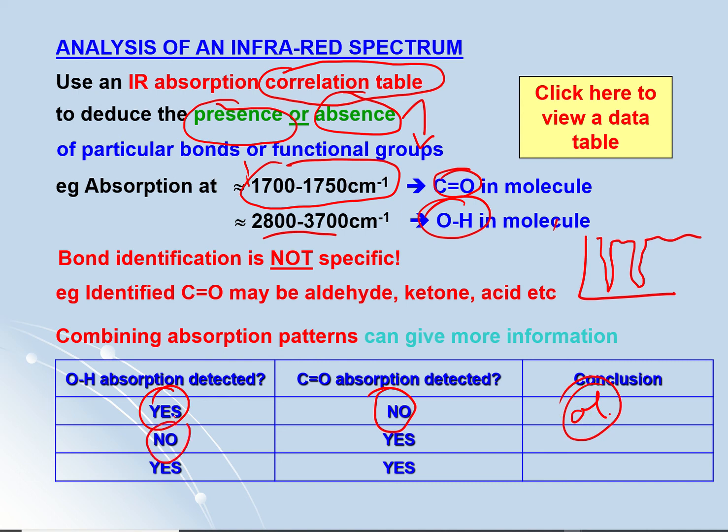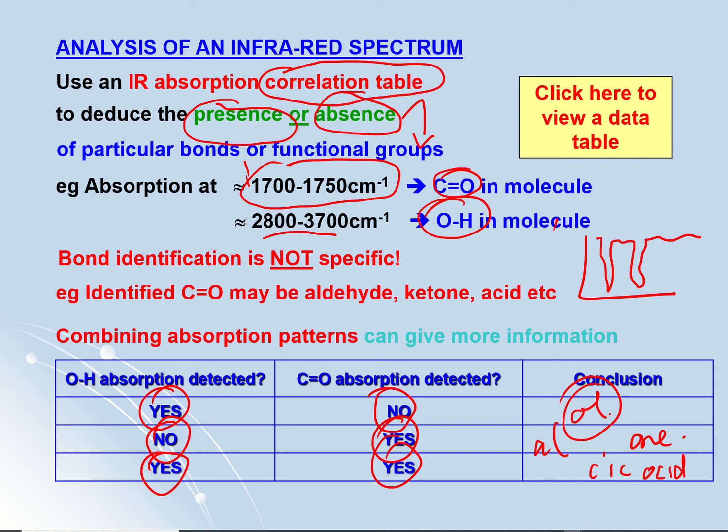In the next one, I have no OH, but I do have a C double bond O. Well, that has to be an aldehyde or a ketone. And on the next one, I have an OH and the C double bond O, kind of like the one I did in the previous slide. That's a carboxylic acid.